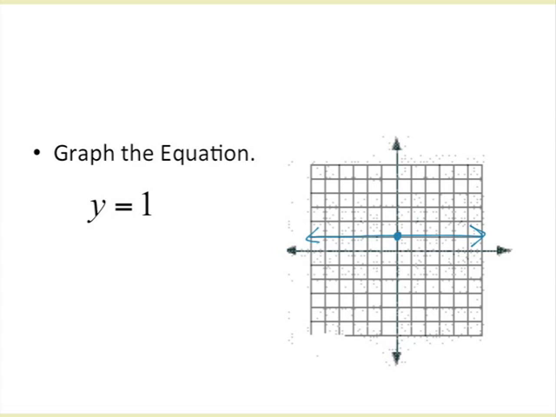So we're going to get a horizontal line. We want a line at a height that is consistently 1. Since y is our height axis, we want a line that consistently has a height of 1, or consistently has a y value of 1. That would be a horizontal line. Questions on that?